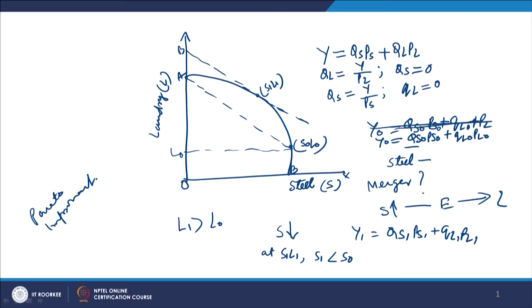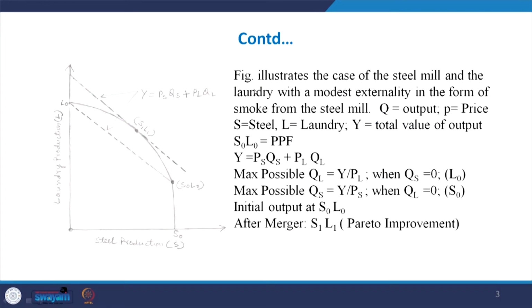So, this is the optimum point, and movement from this point to that point means Pareto improvement, and in this way we can minimize the adverse impact of externality. Okay. So, this is what I had discussed in this graph.